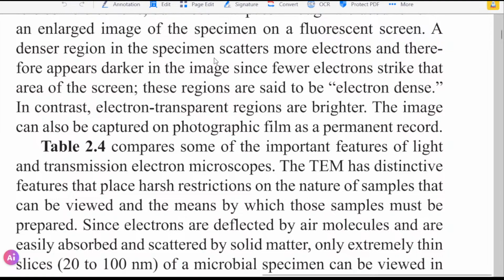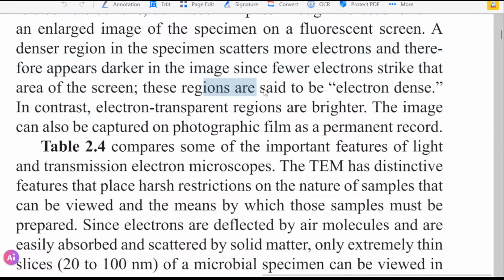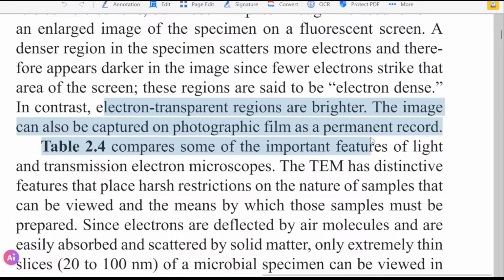Alright, so they are saying a denser region in the specimen scatters more electrons and therefore appears darker in the image since fewer electrons strike that area of the screen. These regions are said to be electron dense, right? These areas where electrons are reflected or scattered are called the electron dense regions. In contrast, the electron transparent regions are brighter. The image can also be captured on photographic film as a permanent record.